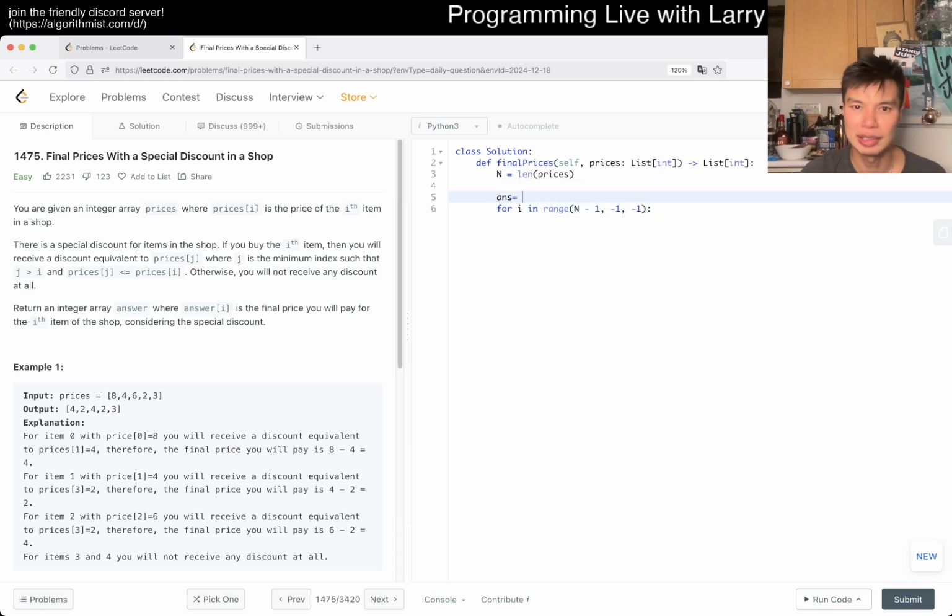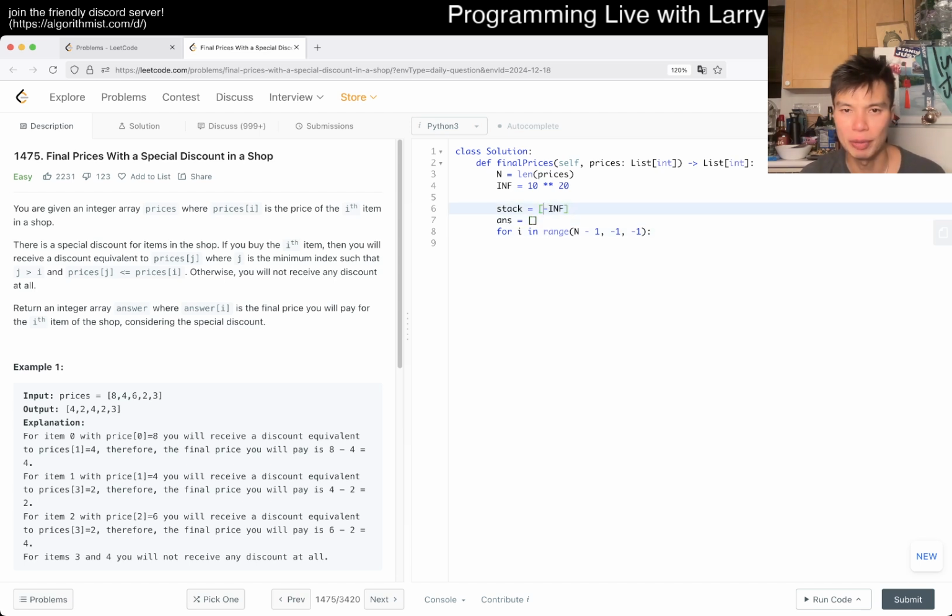Right, so maybe we have answer is equal to an empty list, and then we have a stack. And then maybe we start with a sentinel value, which I sometimes do, but not consistently enough. And here we actually want it to be negative infinity, so that this will always terminate, right? So now we have x is equal to price sub i, and now while the top of the stack is greater than x, we just pop. And then we can stack dot append x, so we put it on the stack.